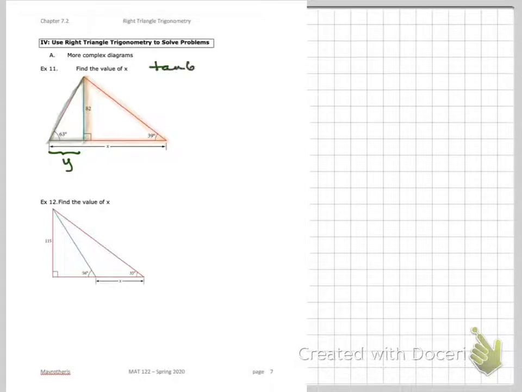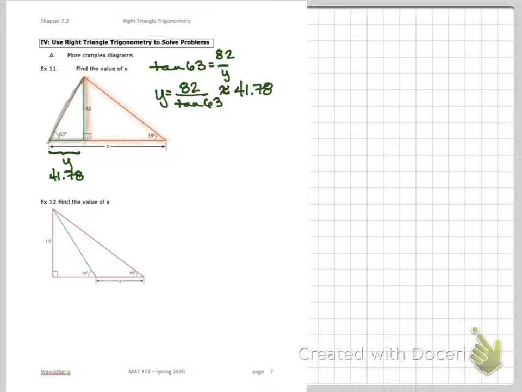So I'm going to start with the tangent of 63 equals the opposite side over the adjacent side. I need to get that y out of the denominator, so I'm going to multiply both sides by y and divide by the tangent of 63 on both sides. We've done that before. And we get 82 divided by tangent of 63, if I round that to two places, 41.78 approximately. You notice here there's no labels on the 82, so I'm not worried about a label on this, but I am going to write it down here so I don't forget what I'm doing. Would not be the first time.